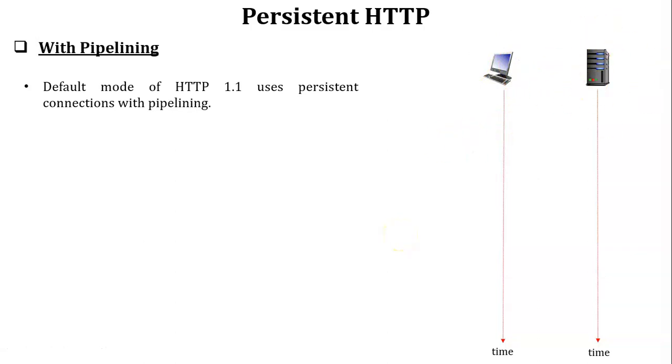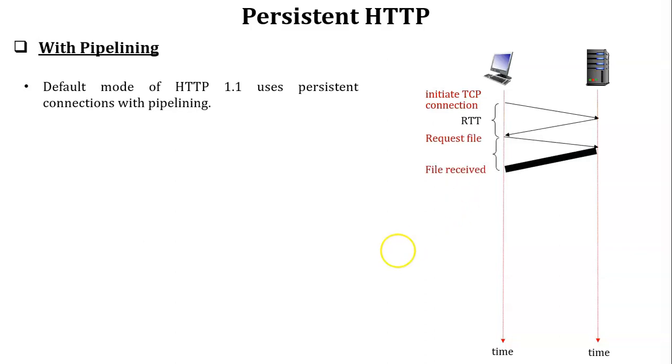So first of all, the client sends a TCP connection request to the server. The server will accept that TCP connection. It uses 1 RTT. After establishment of the TCP connection, the client will send a request to the server. The server will respond with the requested file. So it uses another RTT.